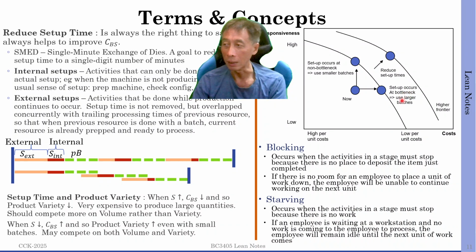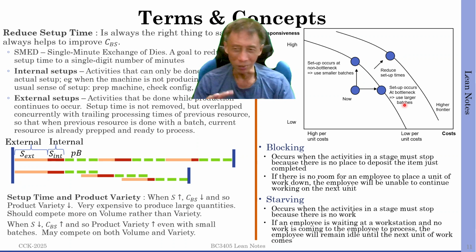Then the way we fix this is to use larger batch size. Of course, assuming that we are unable to, reluctant to, reduce setup time. So whether external or internal, we examine everything, we cannot re-engineer the process, not even setup time, external setup time can be reduced, so no choice. So then use larger batches.